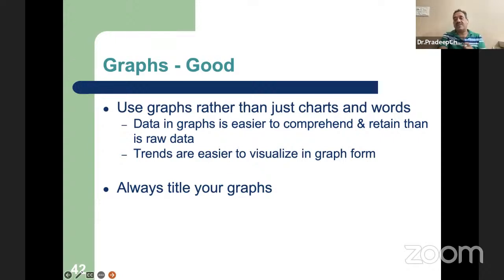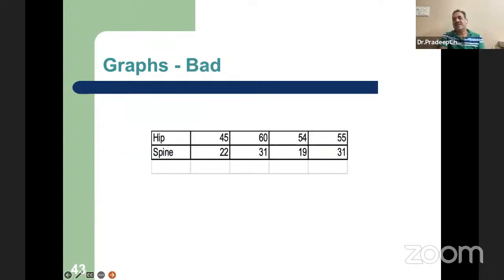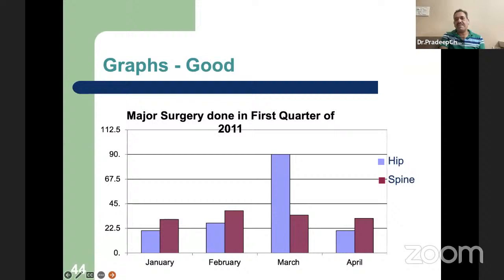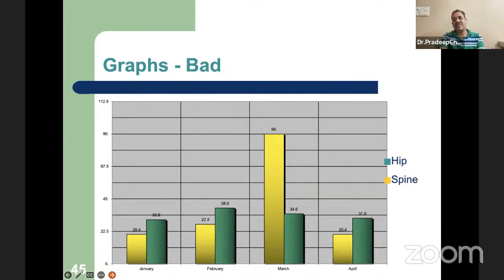Always title your graph. Like this graph, it's bad. Nothing is given, no title is given. You can't comprehend what the speaker wanted to tell you. This is a major surgery done in the first quarter of 2011. So this is a good graph. This is a bad graph. No title is given. Now I'll discuss them.